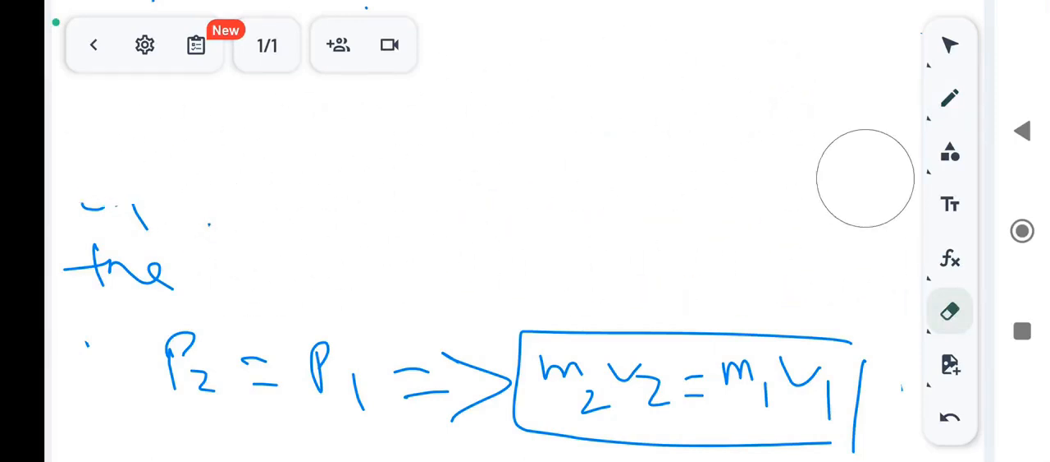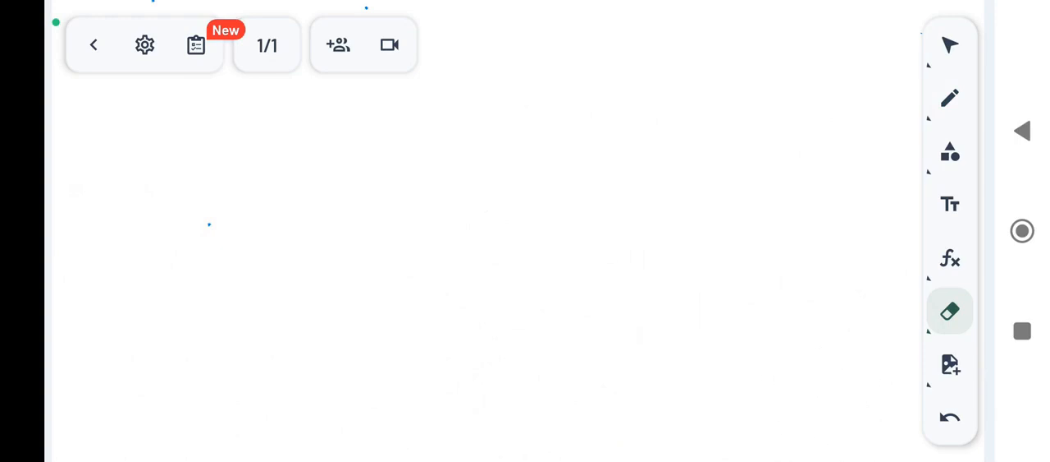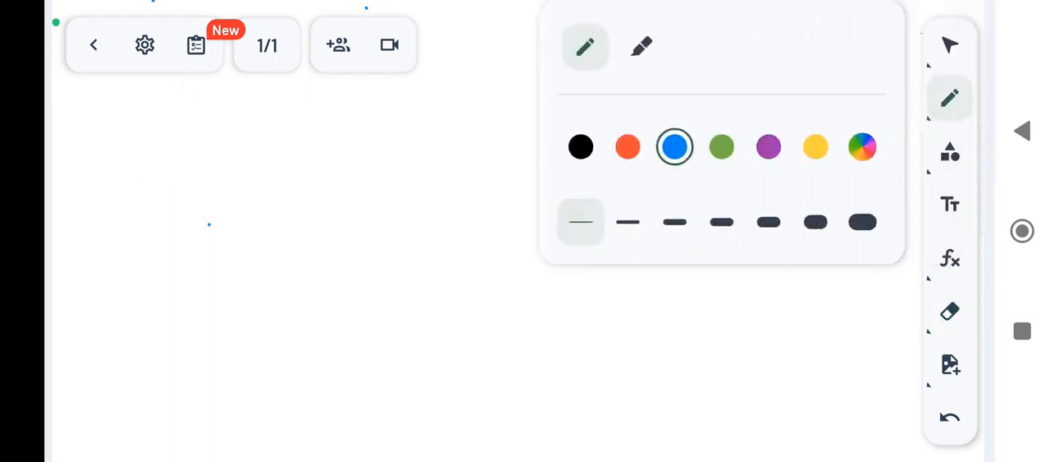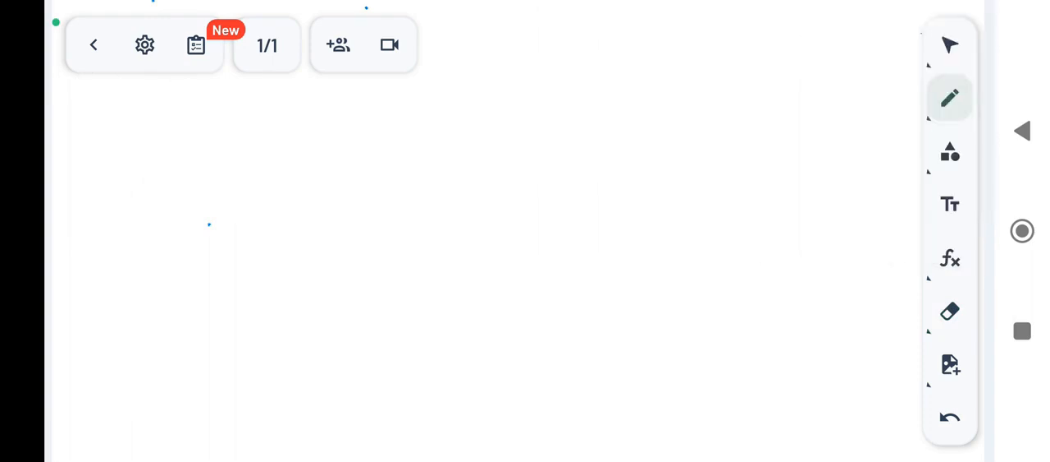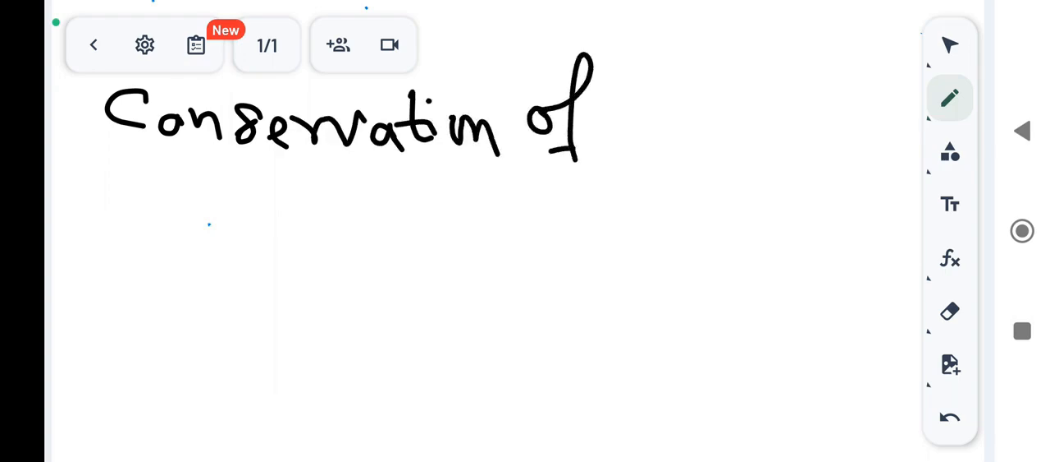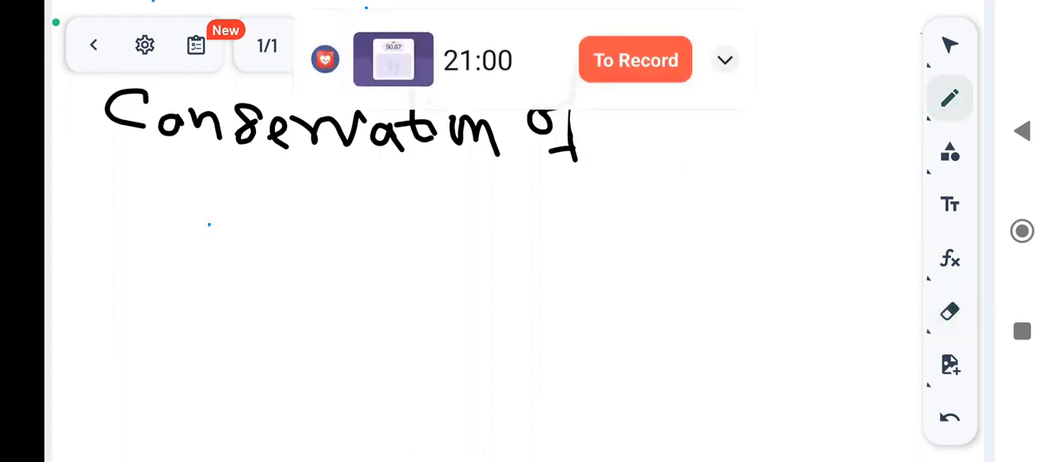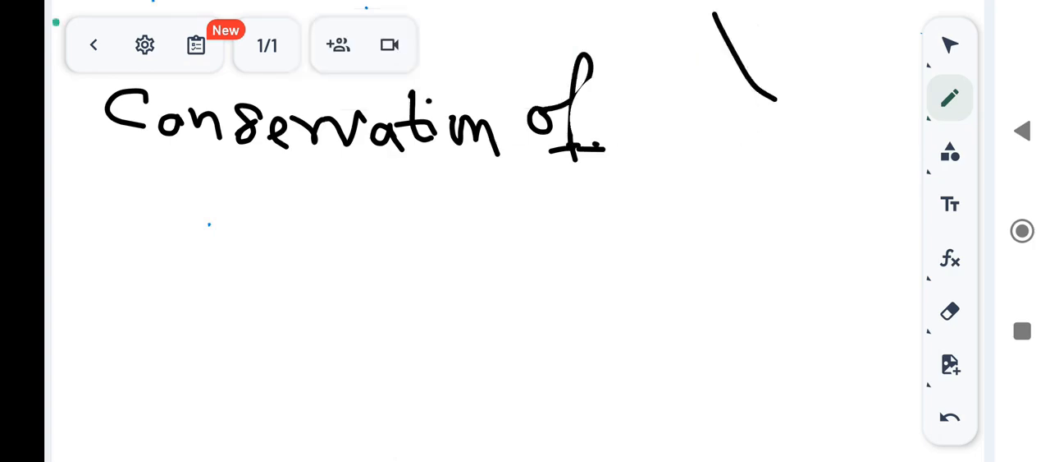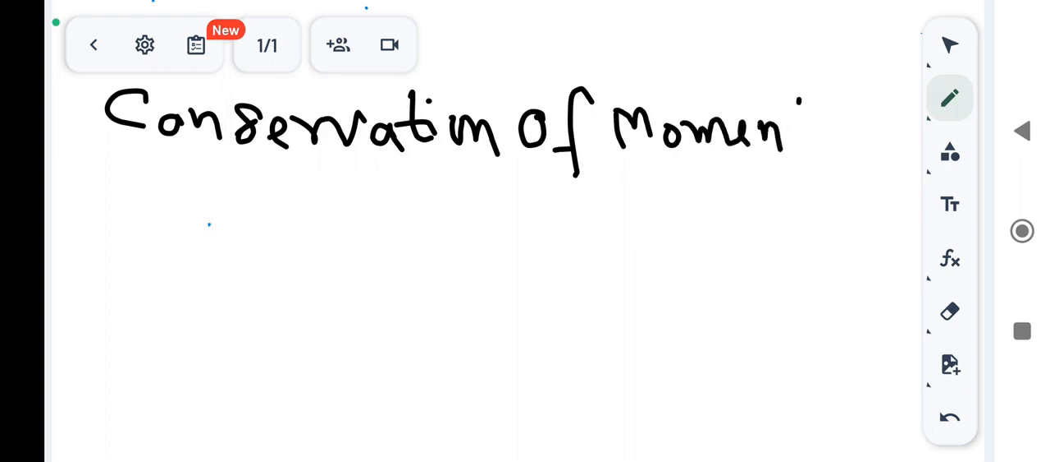Now the topic is conservation of momentum.